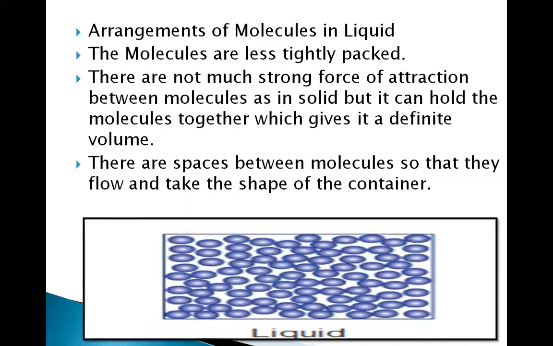Again, the arrangement of molecules in liquid. The molecules of liquid are less tightly packed in comparison to solid. The force of attraction between molecules is not as strong as in solid, but it can hold the molecules together, which gives it a definite volume. The volume will remain the same, but the shape will not. There are spaces between molecules so that they flow and take the shape of the container in which they are poured. That is the reason liquids can change their shape, but they have a definite volume. They can easily flow and can be poured easily also. These are liquids.